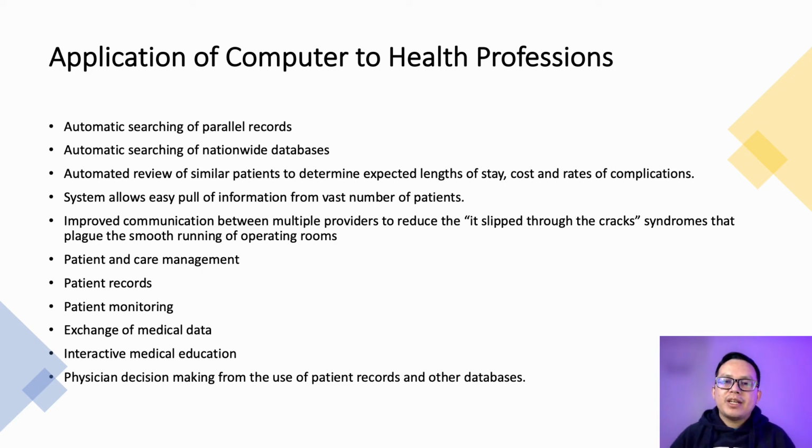Automatic searching of nationwide databases is used when looking at previous doctors' notes and previous hospitalizations. So the patient can't lie to us because we can access the records. Automated review of similar patients to determine expected lengths of stay, cost, and rates of complications. So this is very important when you are doing budgeting for the hospital for the entire year, right? Systems allow you to easily pull out information from a vast number of patients.